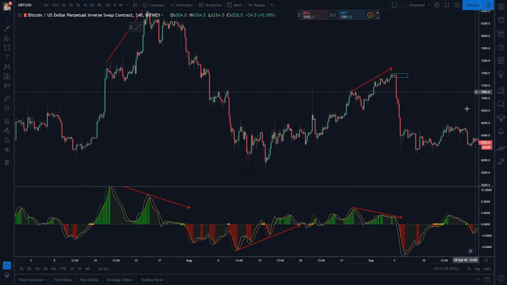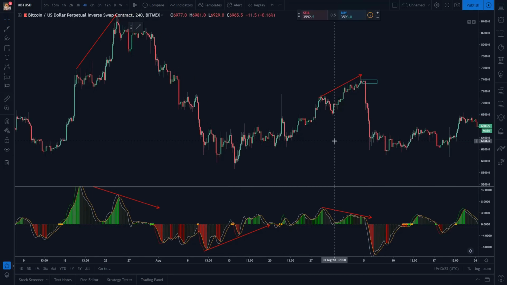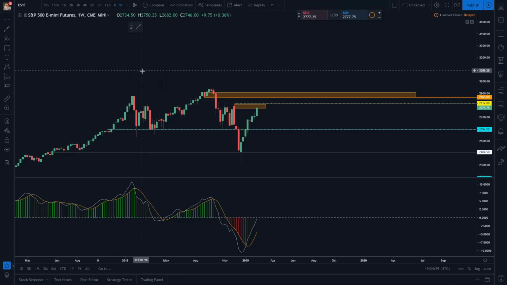Now I'll go into some examples on some other charts, not just cryptocurrency and Bitcoin. So I'll show you those. All right, now I'm looking at a traditional market, S&P 500.